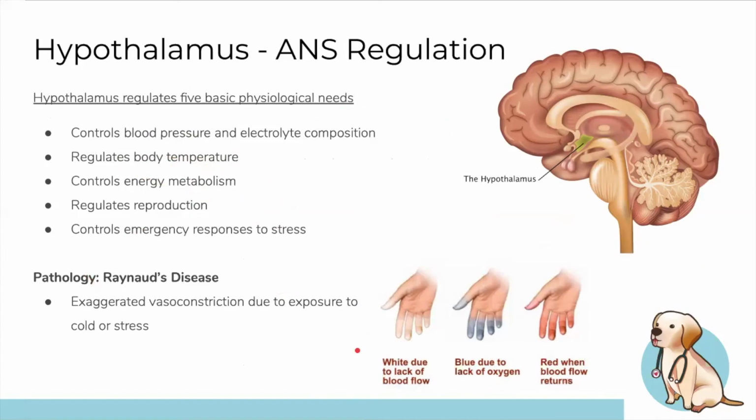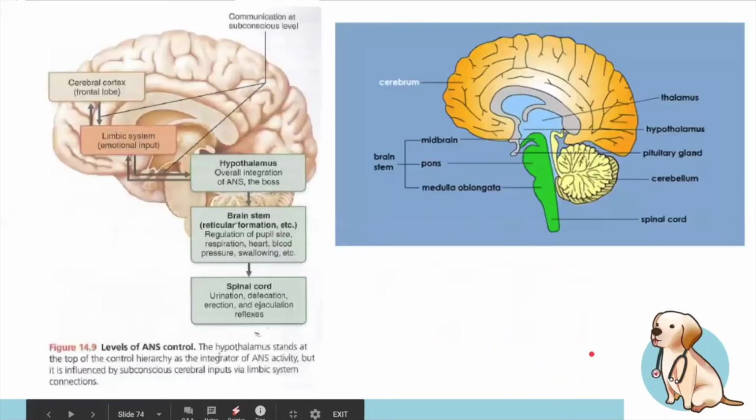One pathology that's not too dangerous is if you happen to have an exaggerated vasoconstriction, you get something called Raynaud's disease. Your fingers turn white, first of all, because you don't have the blood flowing through. Then it turns blue because you don't have the oxygen going through. And then when eventually you do get that vasodilation, they're going to end up turning red because the blood's going to flow back. Yep, you can have a look at this in your own time.